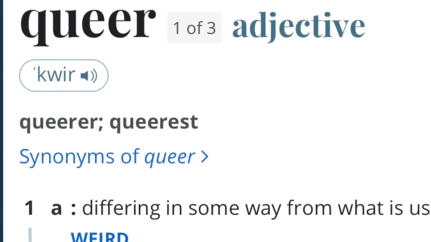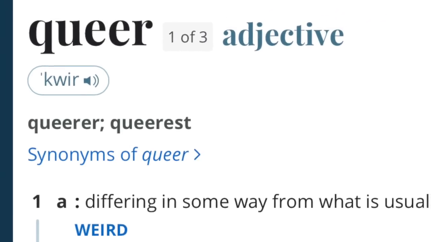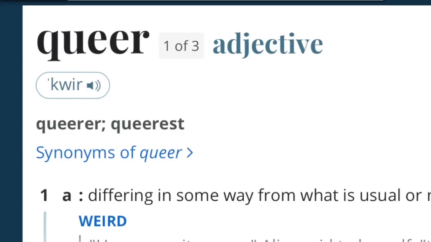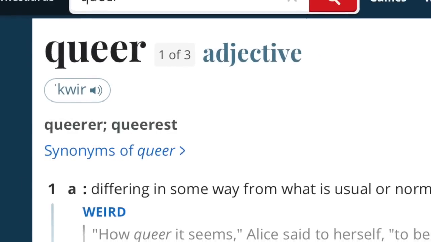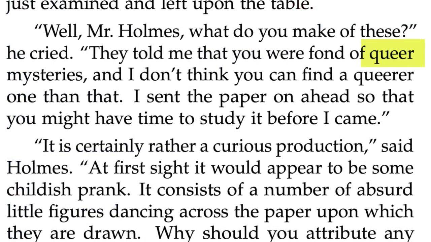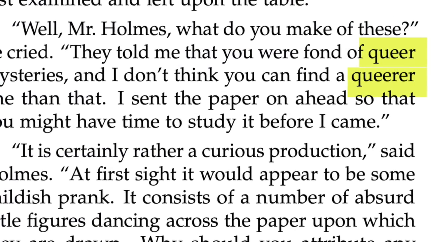For centuries, since the 1500s in fact, the word queer has traditionally meant odd, weird, or strange, very often with a negative connotation, like something's not quite right.